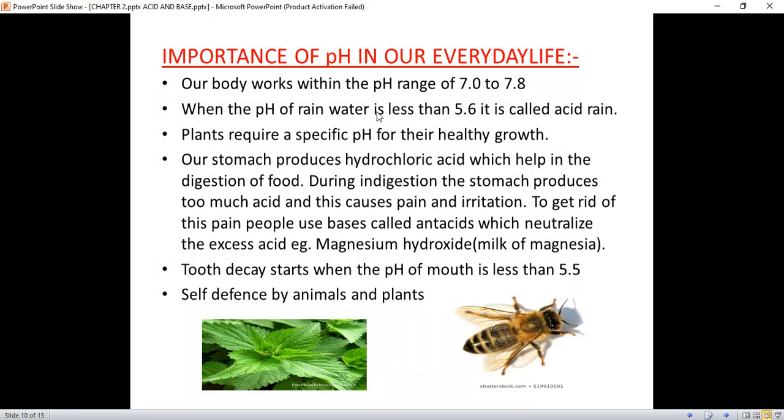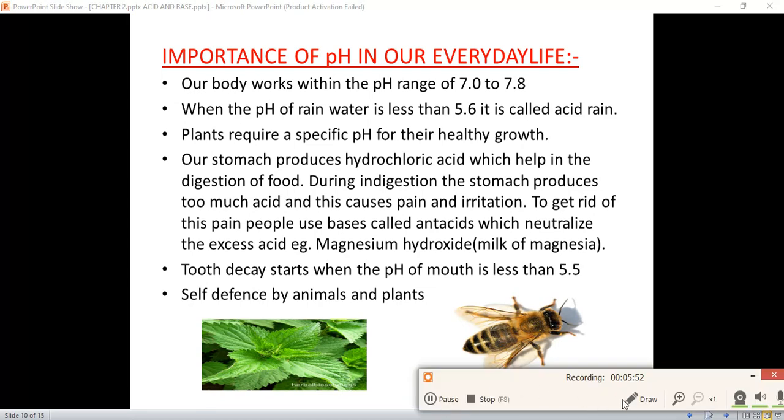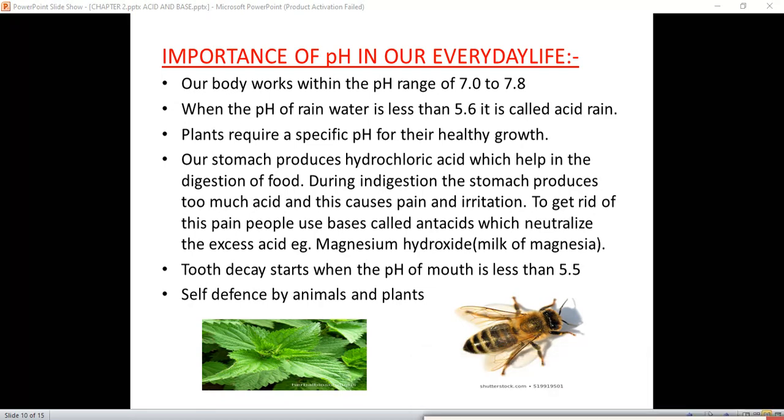Now we will see the importance of pH in our everyday life. First point, our body works within the pH range of 7 to 7.8. Okay. Inside our body, what is the pH level? 7 to 7.8. Even living organisms cannot survive in very high pH or in very low pH. They can only survive in a narrow pH range.